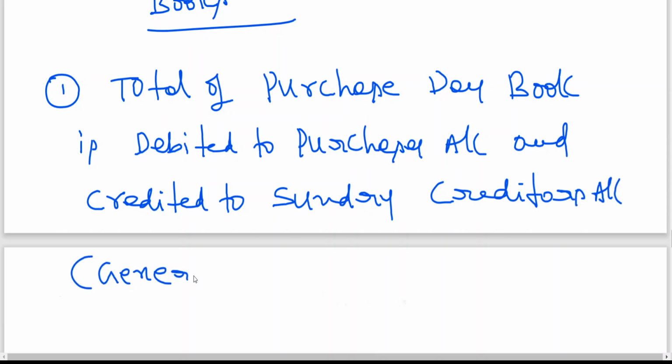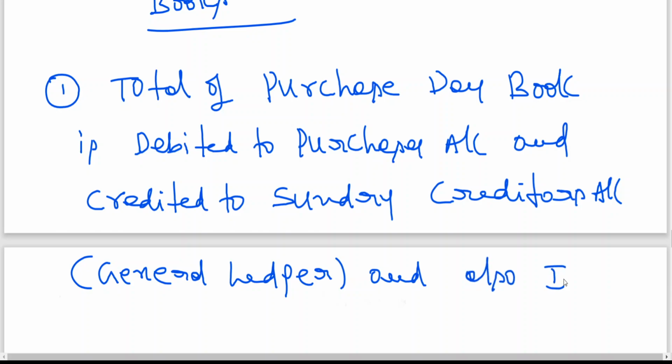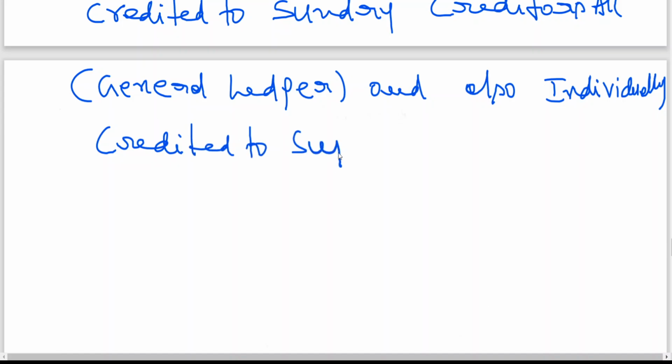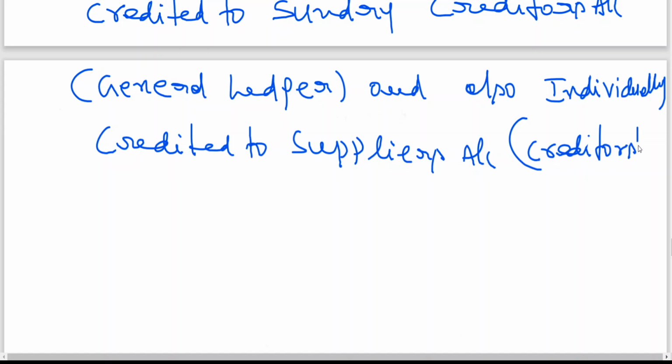This is for information, whatever I have explained, useful for notes. Maintain these notes with you. These two accounts, which are opened in the general ledger, and also individually credited to suppliers account. It is called as creditors ledger. You following? It is called as creditors ledger.